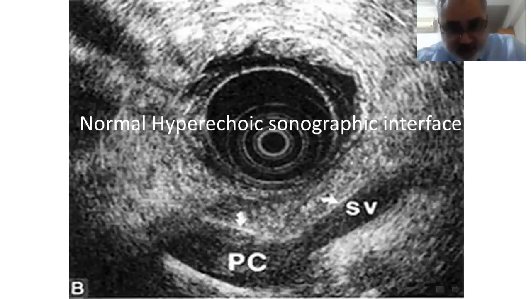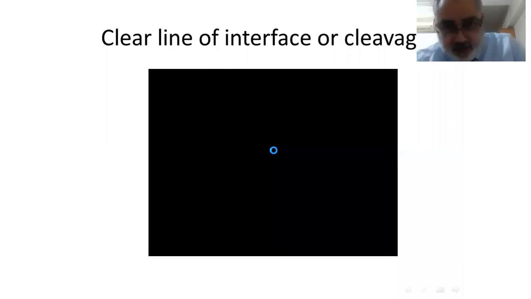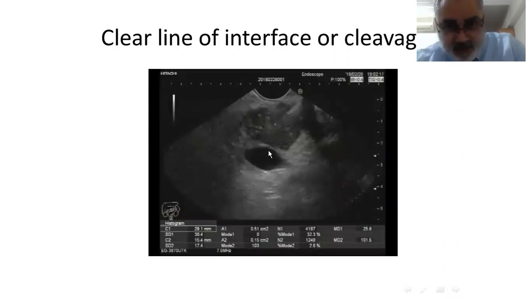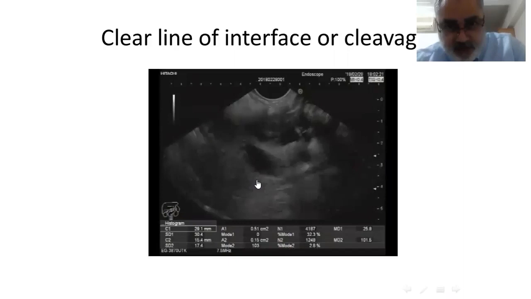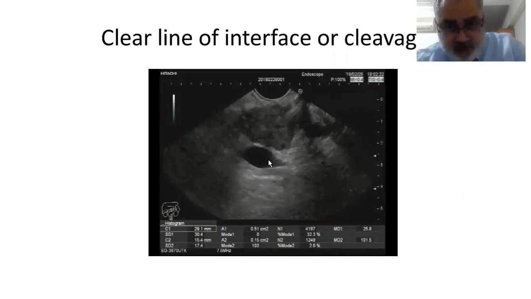Let us see this very short video of a pancreatic body mass. And this is the venous confluence of the superior mesenteric and portal vein. Here we very nicely see the line of interface between the mass and the vessel. It's very clear, it is uninterrupted. So this vessel is not involved by this mass.